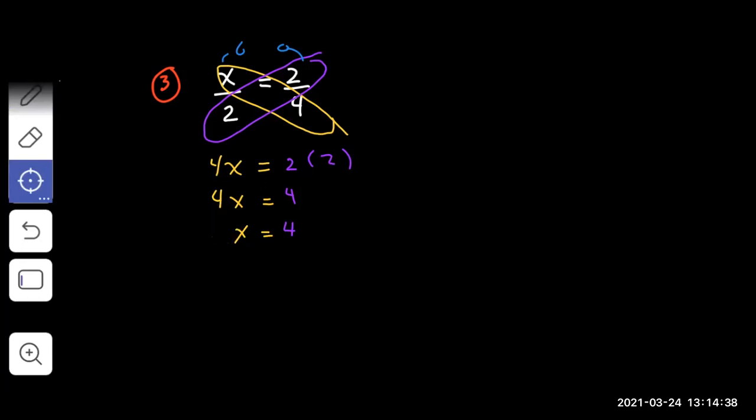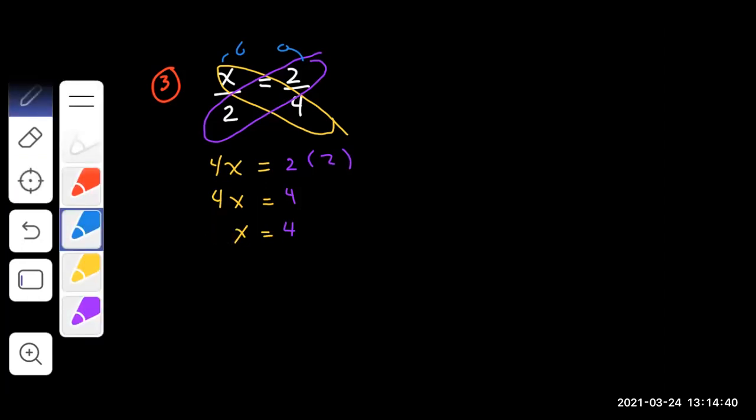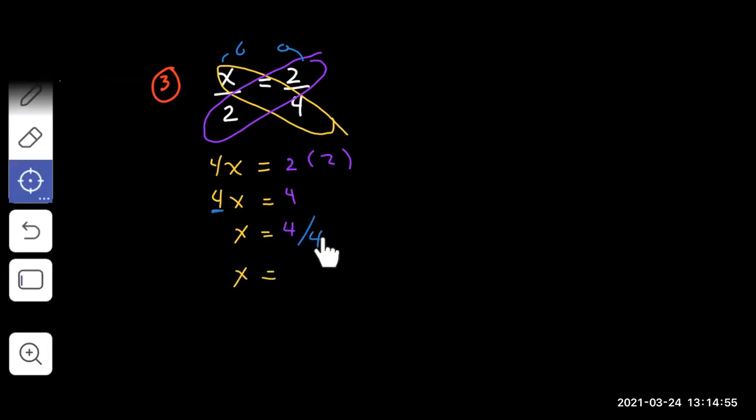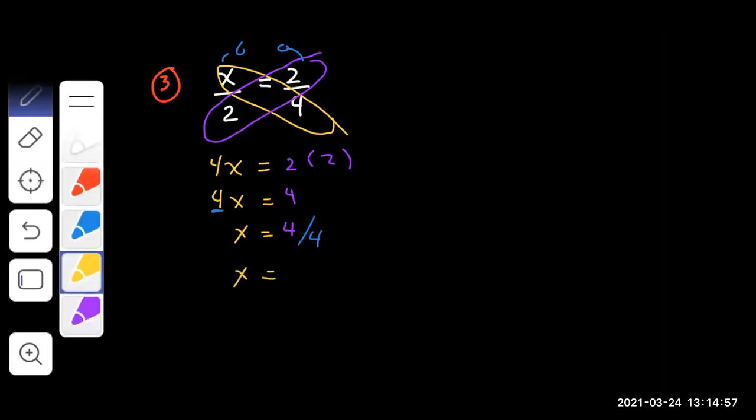Not yet. You got a 4 multiplying. How do you get rid of that 4 if it is multiplying, guys? Dividing. Divide by 4 on each side of the equation, okay? Then let's simplify this. 4 divided by 4 is going to be equal to 1. And this is the solution. Did you remember, guys?